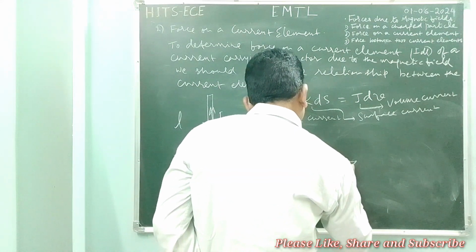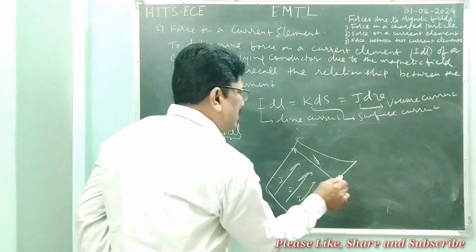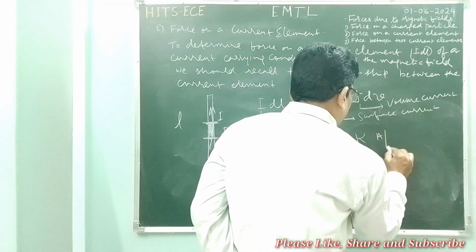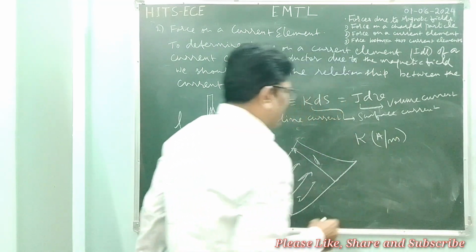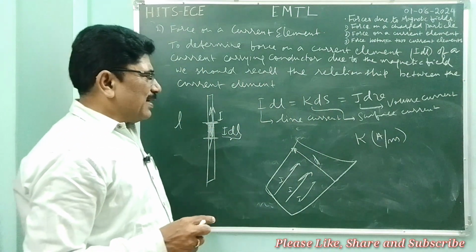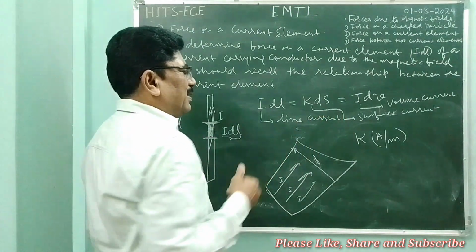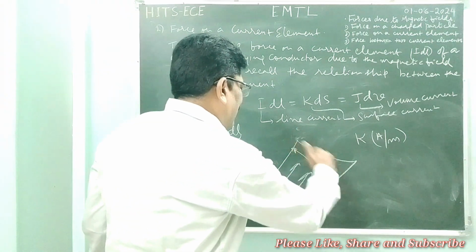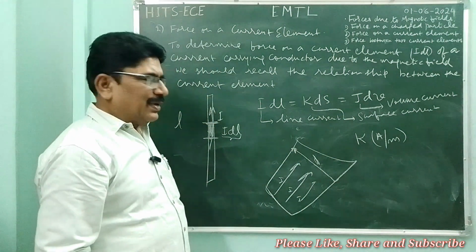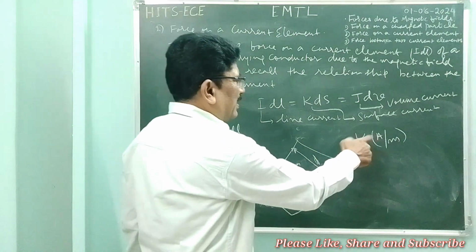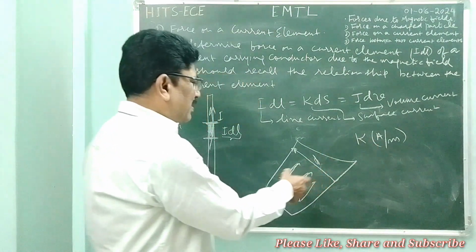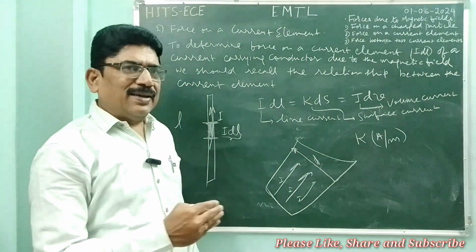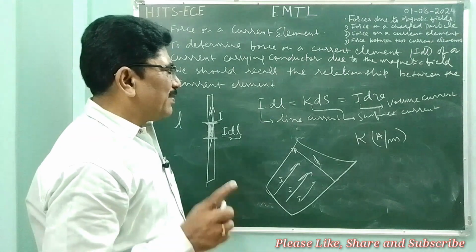Let this be some distance d. The current divided by this distance is nothing but K. K is the surface current, measured in amperes per meter. This is the total current divided by the width of the surface. If I is the current flowing through the surface and the width of the surface is d, then I by d is K, the surface current.